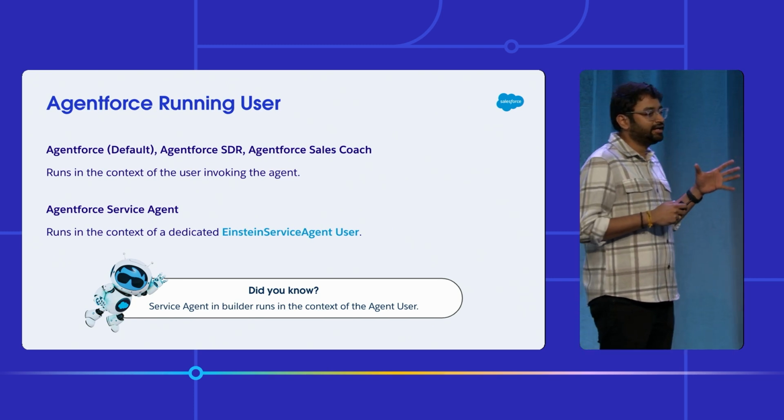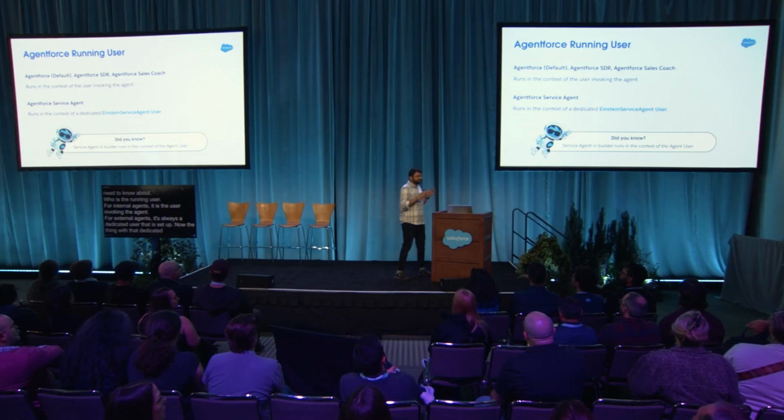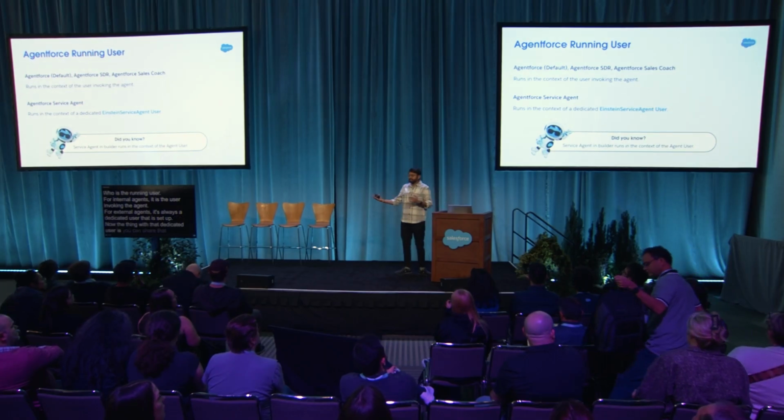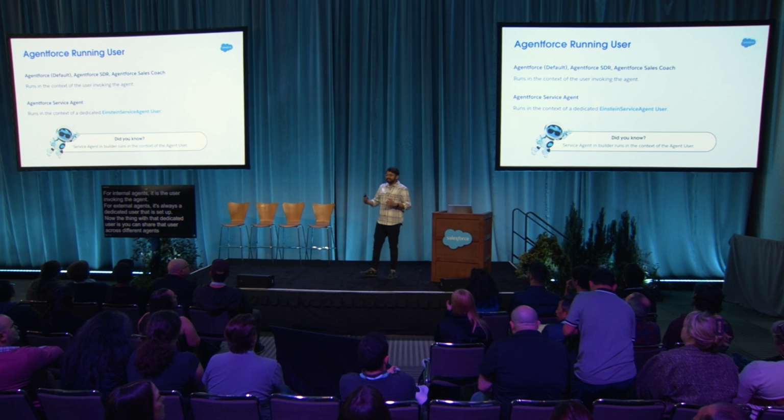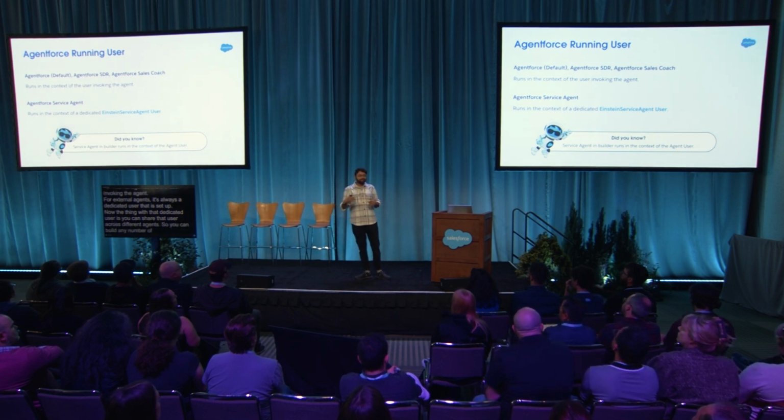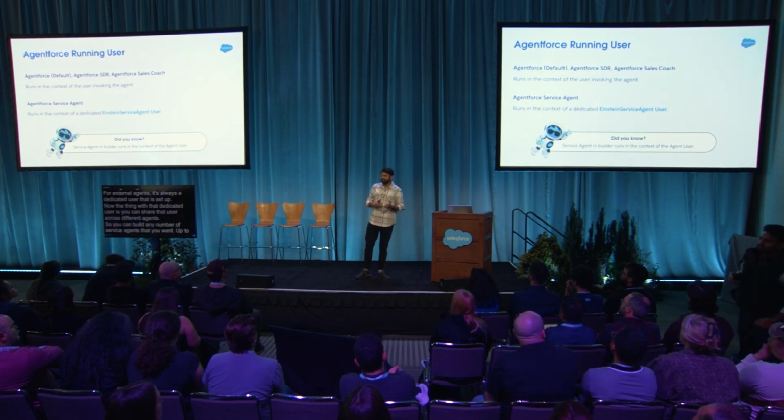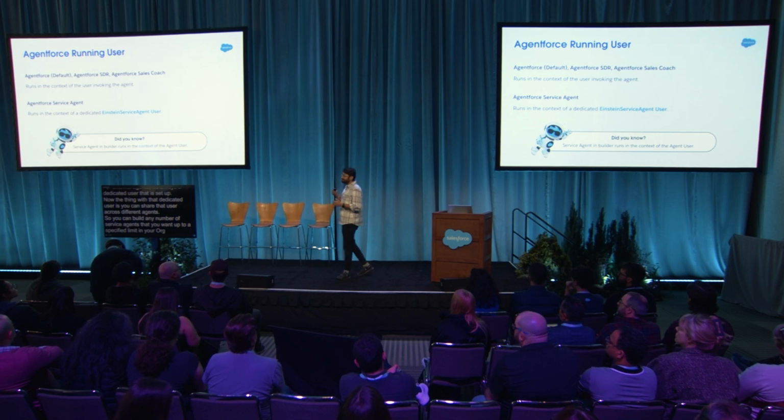Now, the thing with that dedicated user is you can share that user across different agents. So you can build any number of service agents that you want, up to a specified limit in your org. And each agent can have its own user, or you can have one Einstein service agent user working across all the agents. But as a best practice, we recommend you create one agent user per agent, primarily because you build different agents for different purposes, and you don't want the same level of access control spreading across all the different agents that you have.